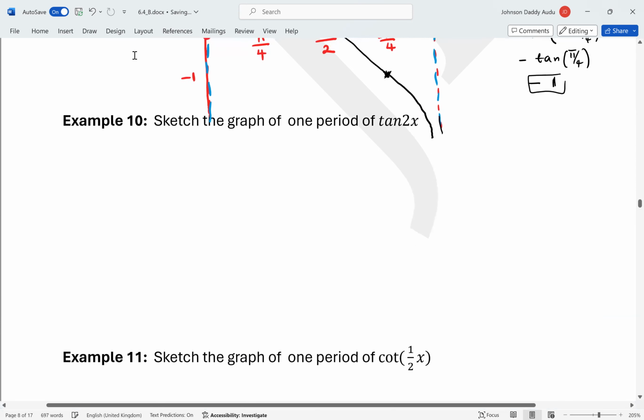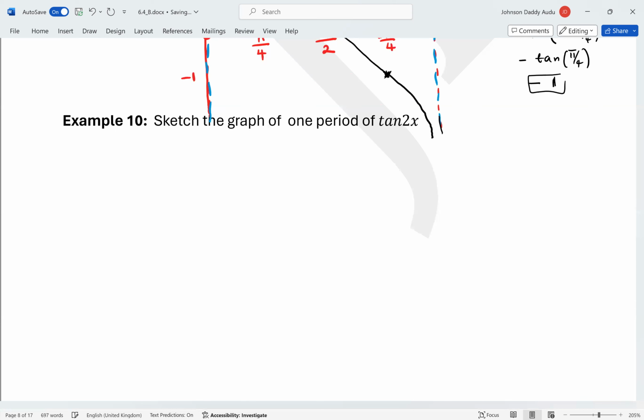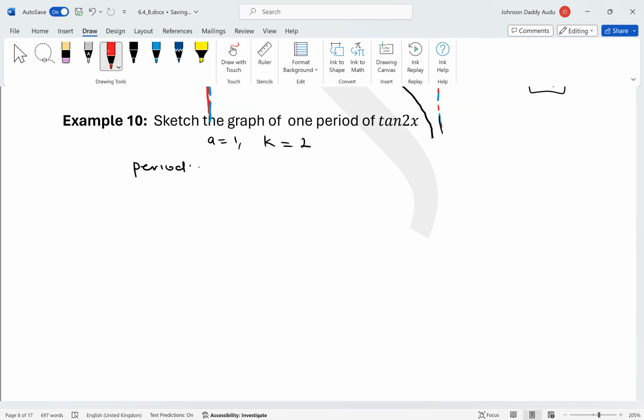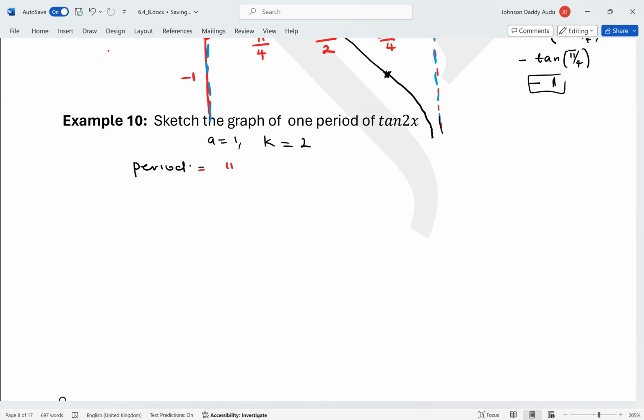So let's look at this one now. Example 10. Sketch the graph of one period of tan 2x. In this case, your a is still equal to 1, but k here is 2. So it means that the period, remember, for tan is just pi over k as well. So the period is pi over 2.